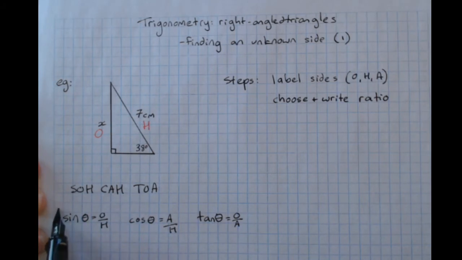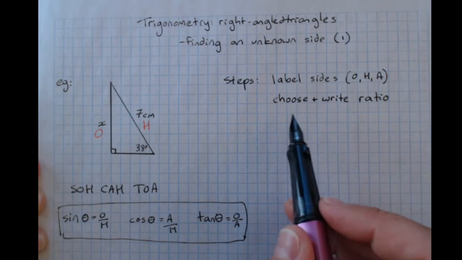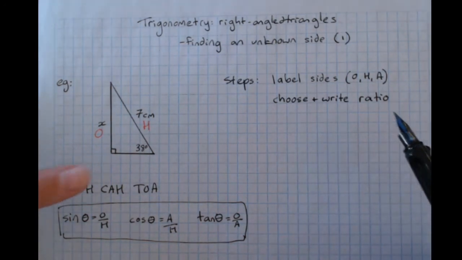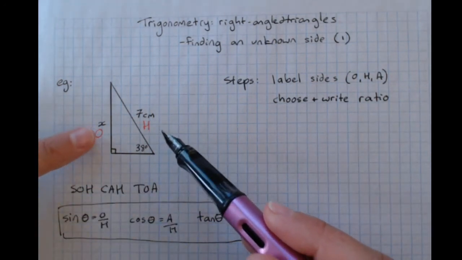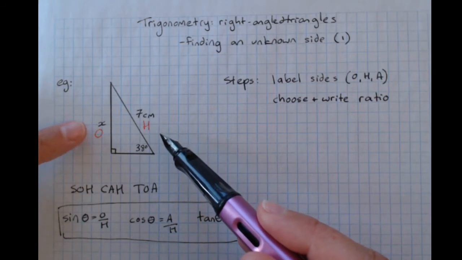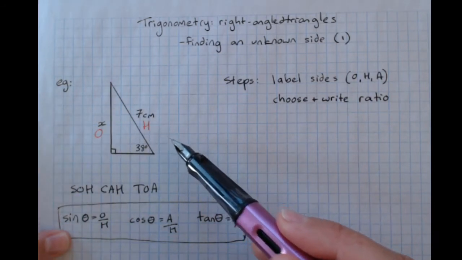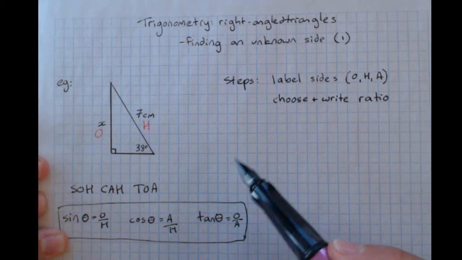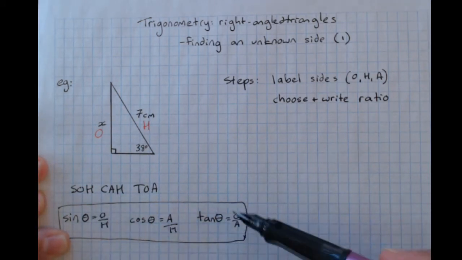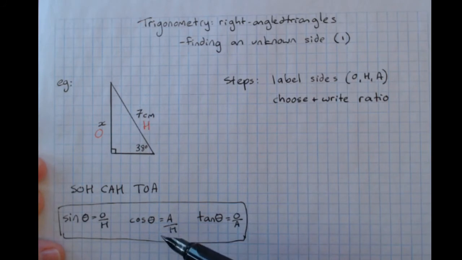So these are the ratios we get to choose from. We have to choose the correct ratio, and we choose the ratio that uses these two sides that we've got in this triangle. So that's O and H, that means we're using sine. Obviously, we don't need to write all this when we're doing the problem. We'd have that in front of us already because we know we're doing trigonometry.